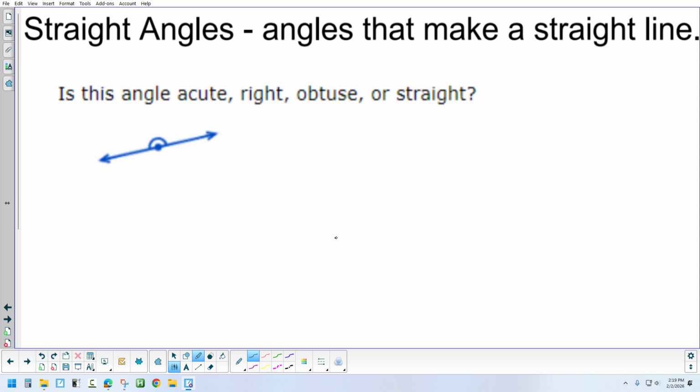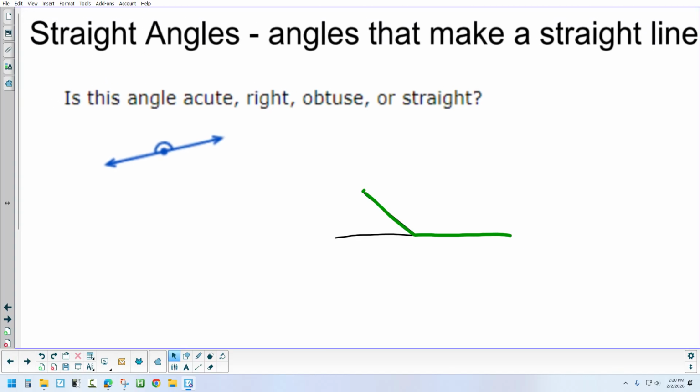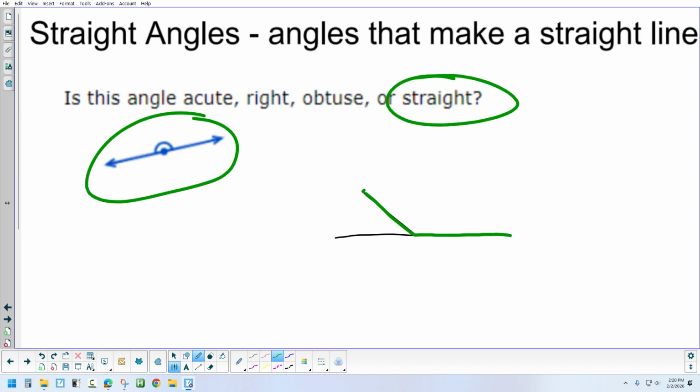Here's an example with two separate angles. Like if I did this. There they are separate, the black and the green. Put them together, they make a straight line. That's why it's called a straight angle. So now look at this picture. Acute, right, obtuse, or straight? Yeah. That makes a straight angle.